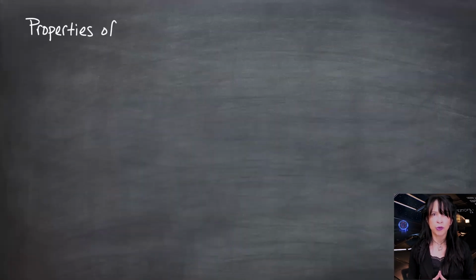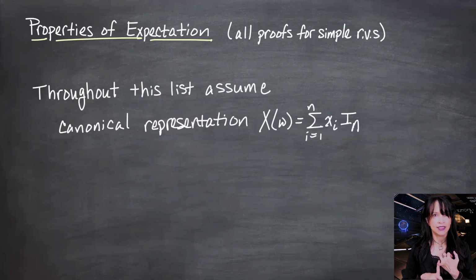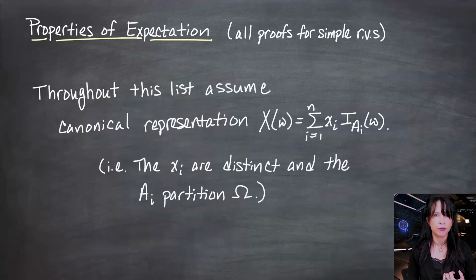Okay, so real quick, let's talk about some properties of expectations. I'm going to prove all these properties for simple random variables simply because we don't even know how to define an expectation yet if we do not have a simple random variable. But I think all of these properties are going to hold for a general random variable and a general expectation, which again is not defined yet. Throughout this list of properties, I want you to assume we're using the canonical representation for our simple random variable. Again, throughout, I want you to assume there are n different sets and distinct values for our simple random variable. These Ais are distinct in partition omega. So I don't want to rewrite that at the beginning of each property.